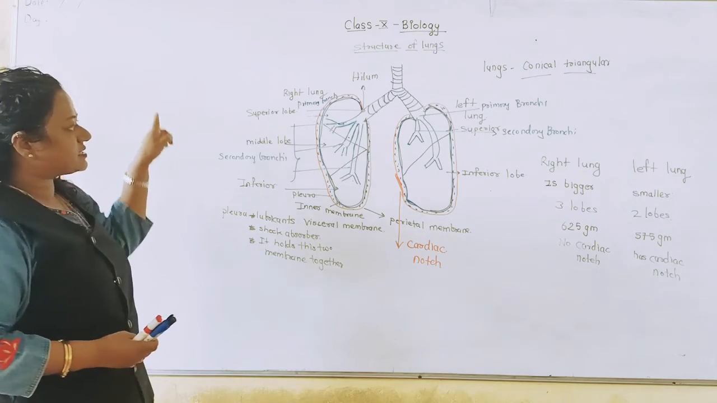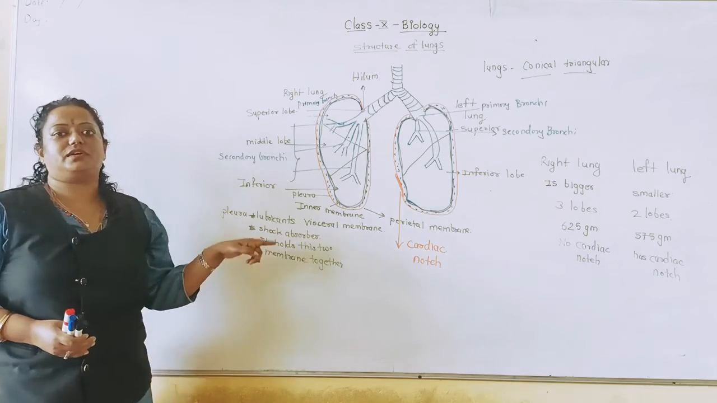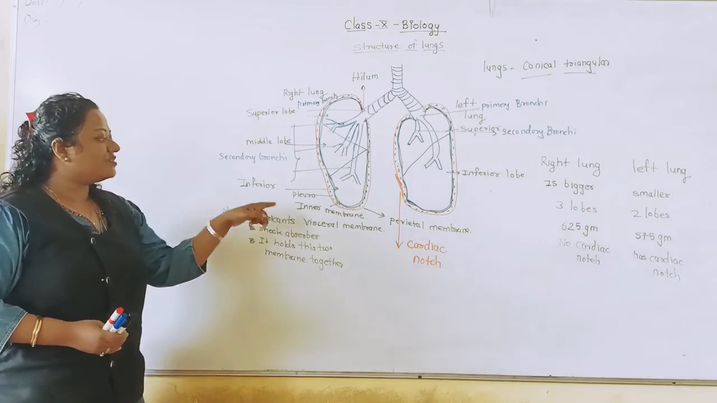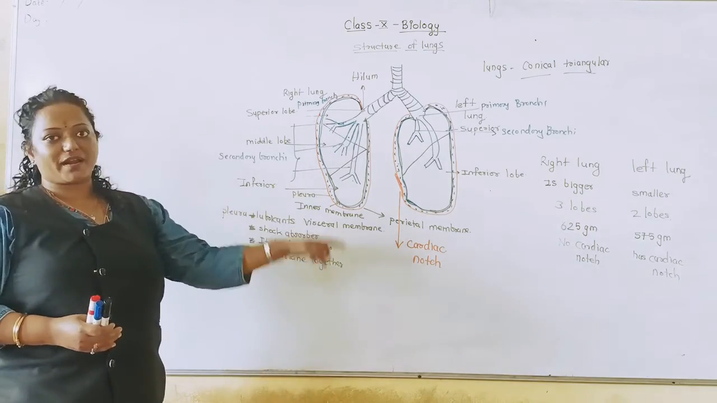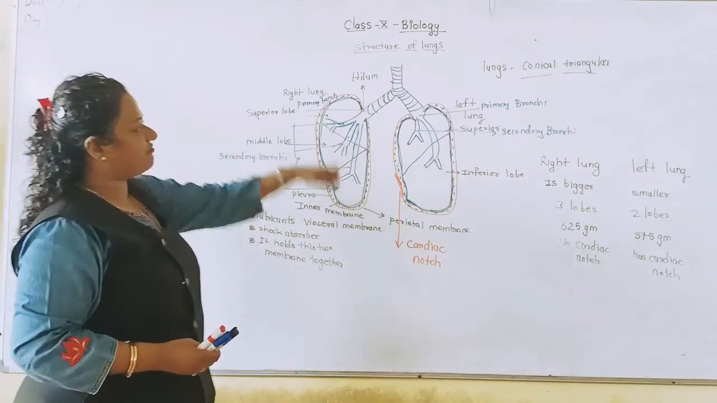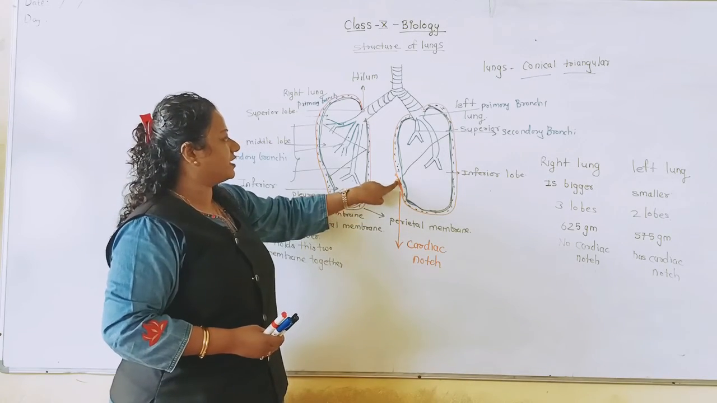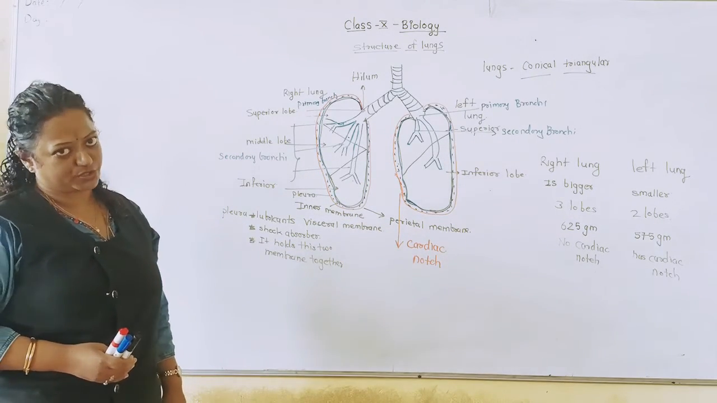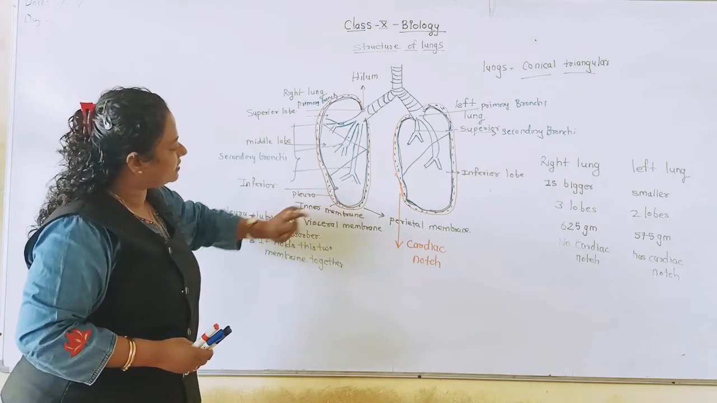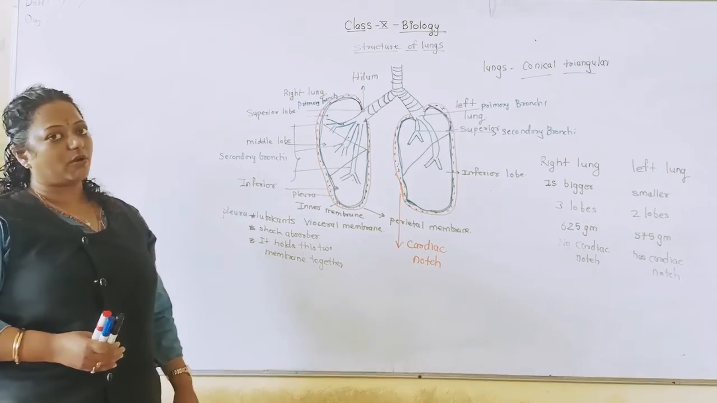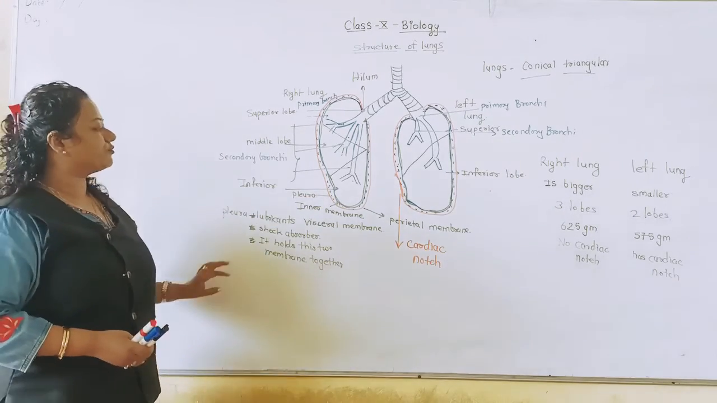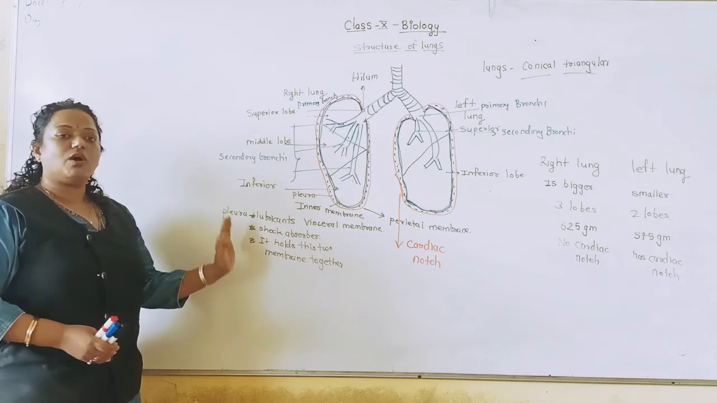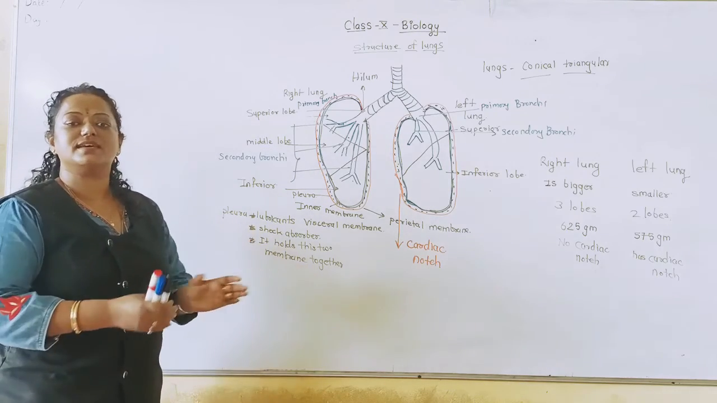Okay, and the outer structure of the lung: every lung will have two membranes, the visceral membrane and the parietal membrane. For the left lung there will be a depression, and this depression is called what? Cardiac notch. Okay, and here it contains the pleural fluid or pleura, and that pleural fluid works like a lubricant, shock absorber, or it holds these two layers together.